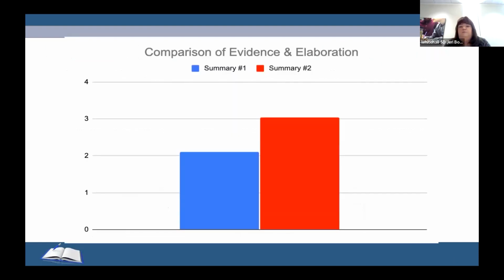Looking at the second part, we saw similar growth in terms of the evidence and elaboration. So again, right around that 50, I think it was like a 53% shift, moving from that basic to that proficient writing that we're looking for.